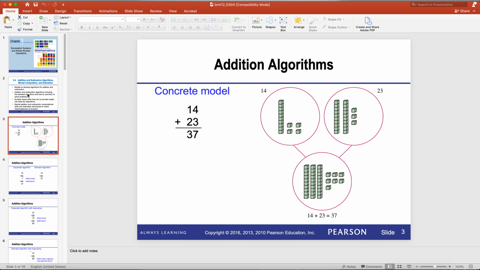So a concrete model is what's referred to a lot on social media and by parents as traditional addition. So I write my addition statement in two columns. I'm going to add one column, add the other column, and carry anything in between. This is kind of a concrete model.